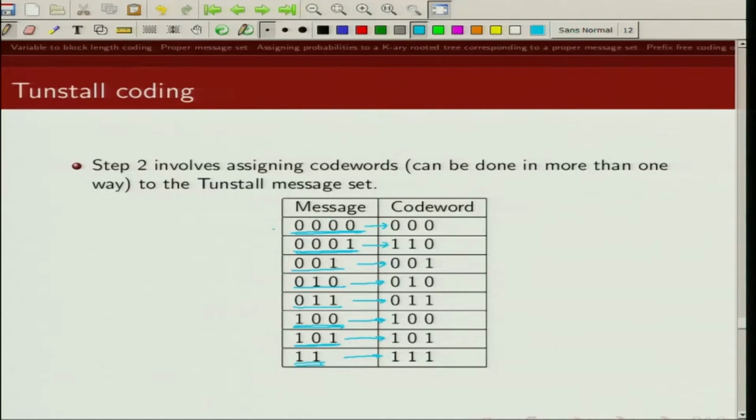I could have assigned 0, 0, 0, 0, 0, 1, 0, 1, 0, 0, 1, 1, 1, 0, 0, 1, 0, 1, 1, 1, 0, 1, 1, 1. You can do it any way you want, basically. Okay, this is one way, this is another way of doing it. So this is how I am doing variable to block length coding.